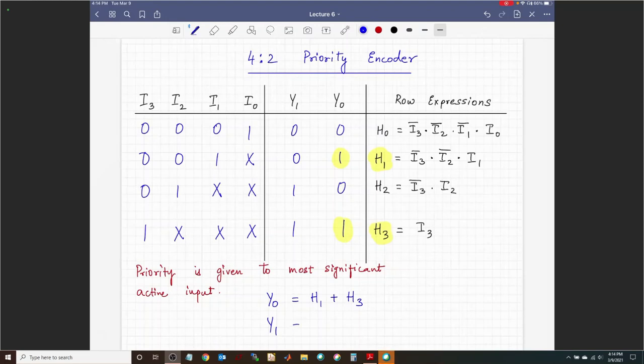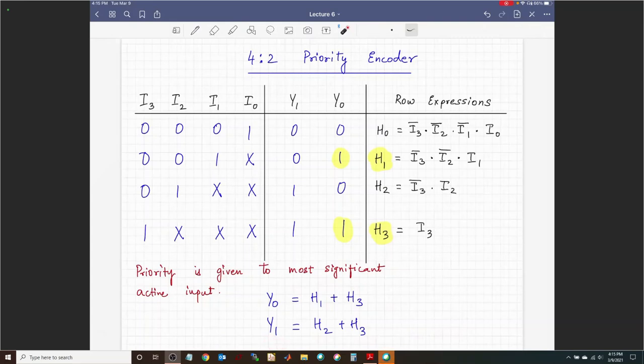For Y1, H2 plus H3. But as you can see, it is following the same pattern, right? 1, 3, 5, 7, 2, 3, 6, 7. If you had a bigger one, you would go for Y2, you would have H4, 5, 6, 7.